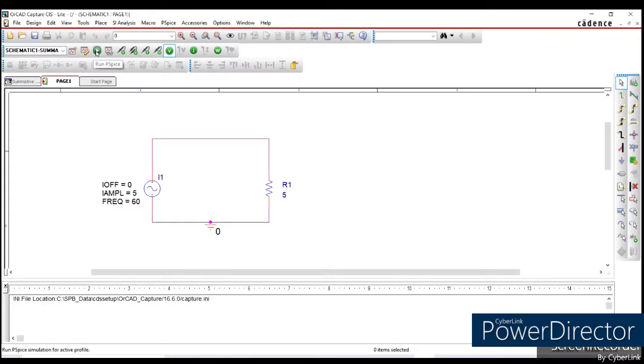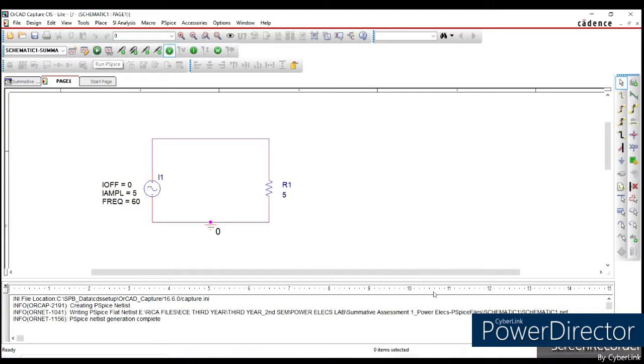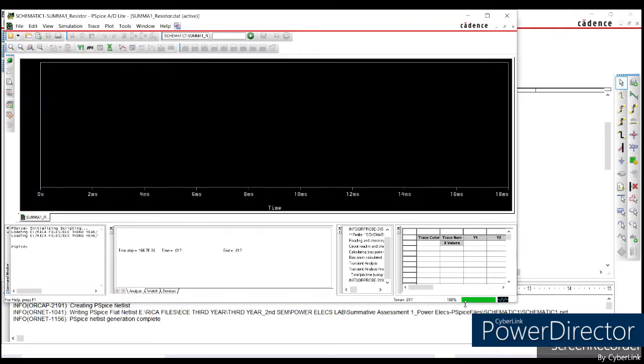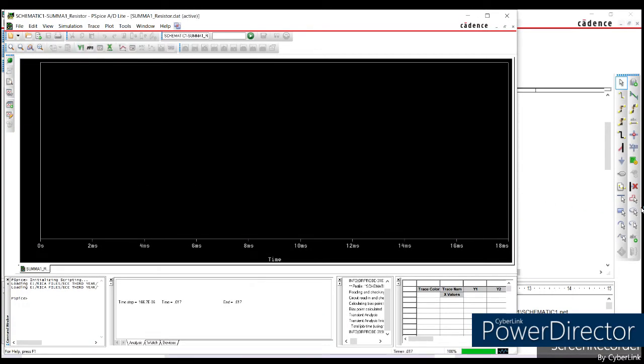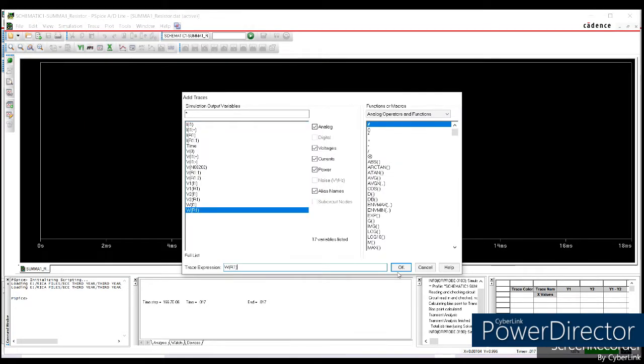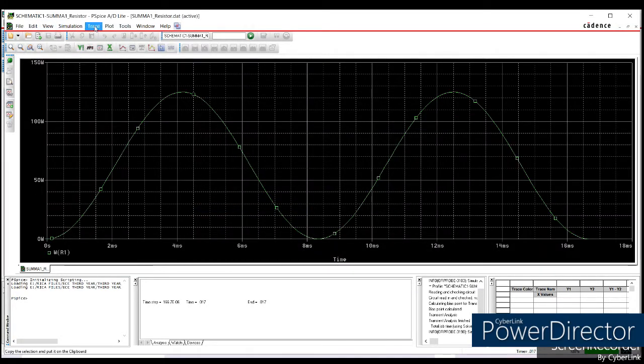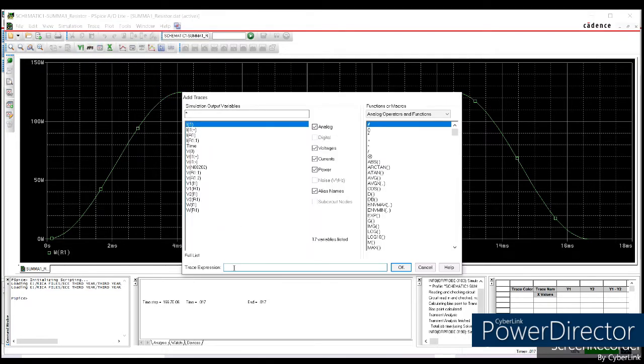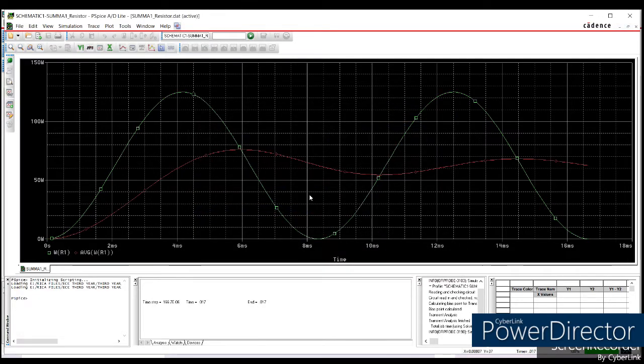Then after that, let's run our PSpice simulation. Okay, there will be a pop-up here again, so let's maximize our screen. Then let's add our traces. For the instantaneous power, we will be adding our trace, which is W(R1). And for our average power, we will be adding our trace as AVG, meaning average, and then parenthesis. Then let's click here our W(R1). Let's click OK. So these will be our graphs.